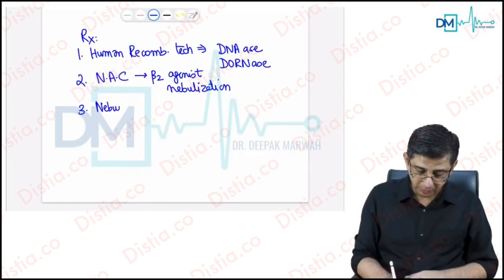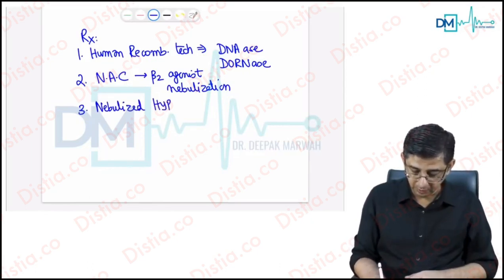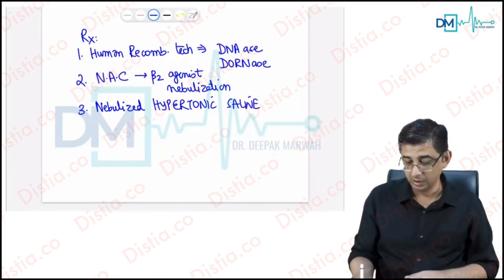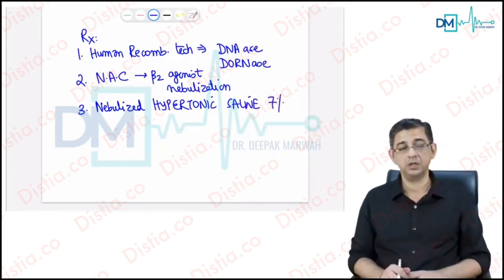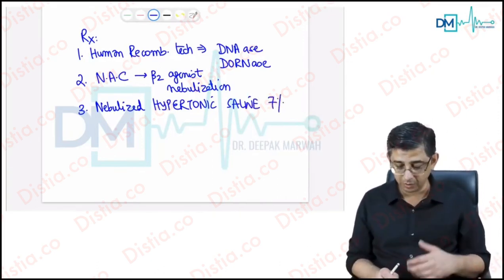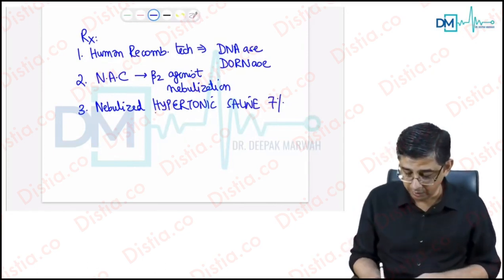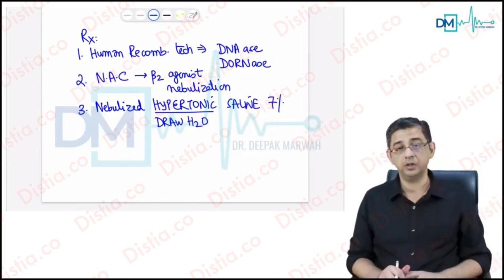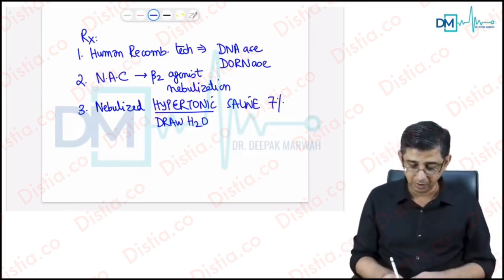In our government hospitals, we also use nebulization with hypertonic saline. You can go up to 7% hypertonic saline instead of the standard 3%. The logic behind this is that the hypertonic saline will again draw water into the periciliary fluid and into the mucus. So once it draws water, the tenacity will become relatively lesser.